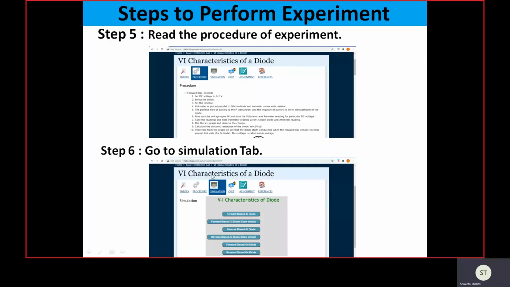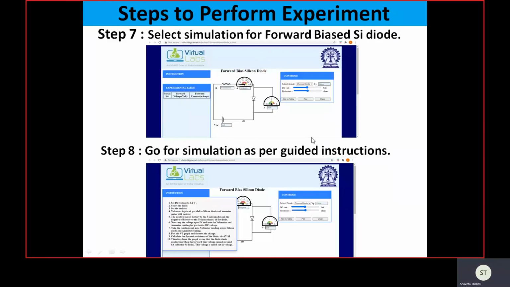Then after that we need to go to the simulation tab, and in the simulation tab various options are there. So we are going to choose the first part of simulation, that is forward biased silicon diode. After selecting the simulation, this window will appear for the forward biased PN junction diode. Then there is an instruction tab here. When we click on this instruction tab, there is the list of steps, that is the guided instruction, and if we follow all the steps as per the instructions provided, we can go for the simulation.